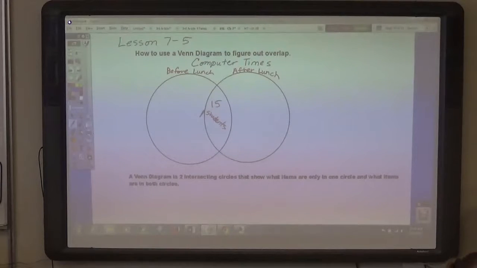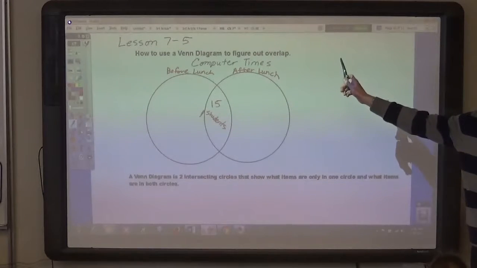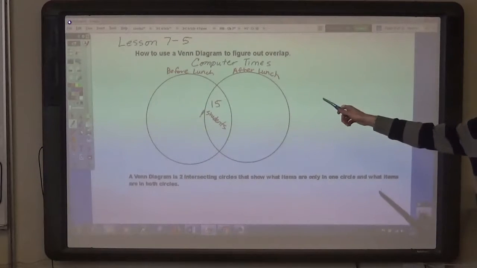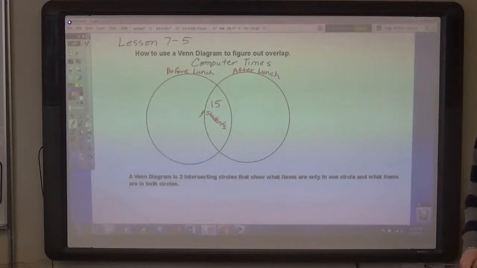Okay, we're going to talk about Venn diagrams today, 6th graders. Have you worked with Venn diagrams before in literature class? Non-literature class. Literature? In 4th grade.